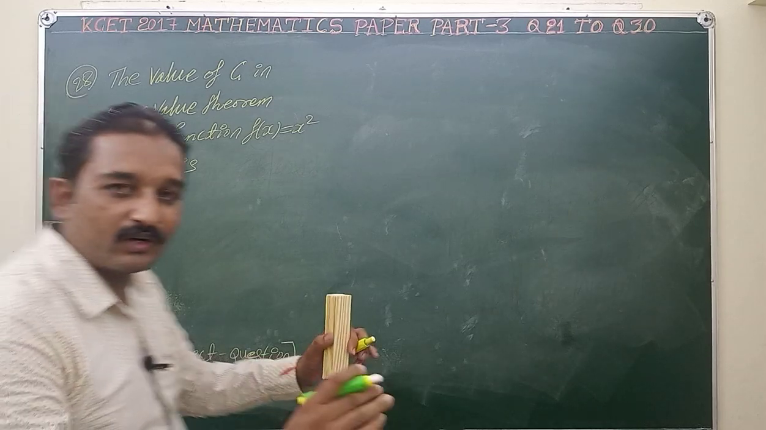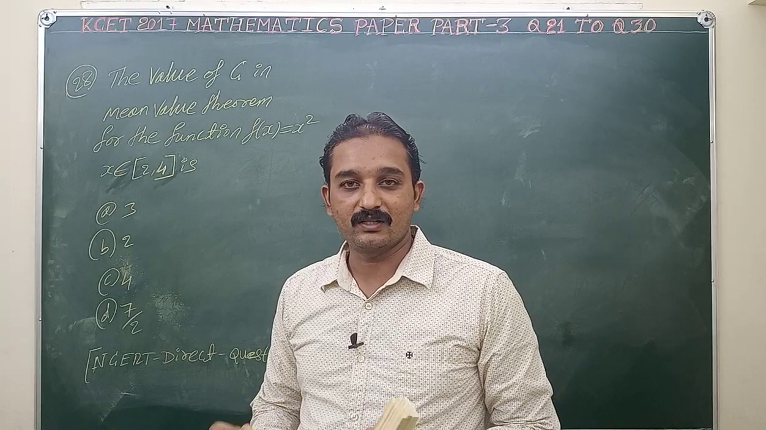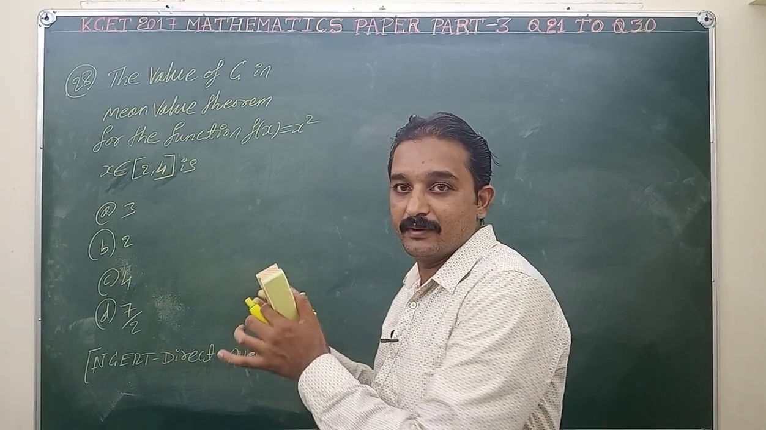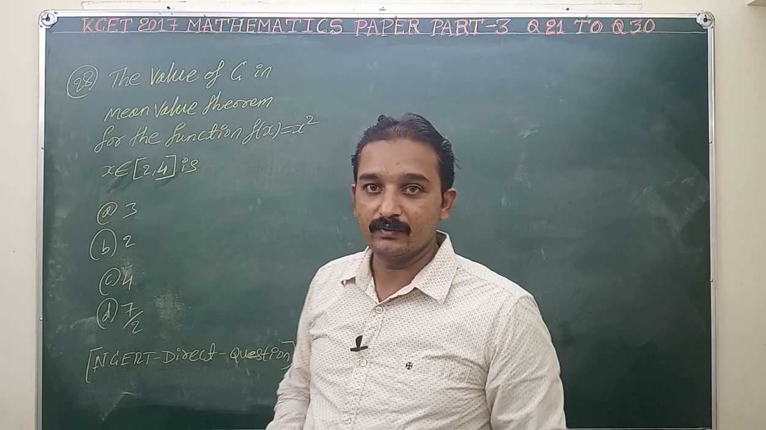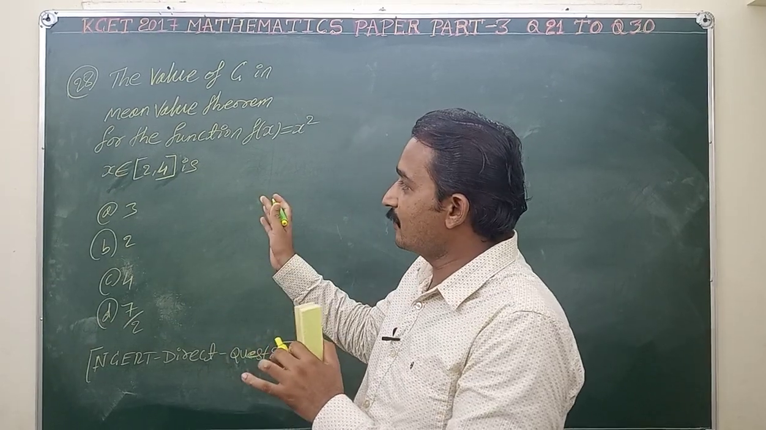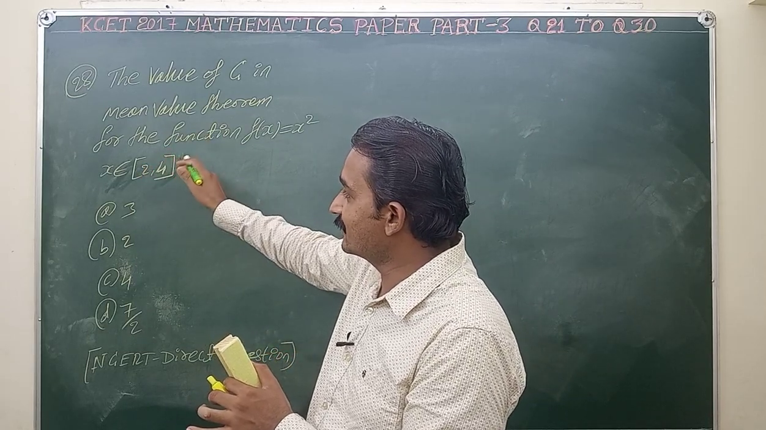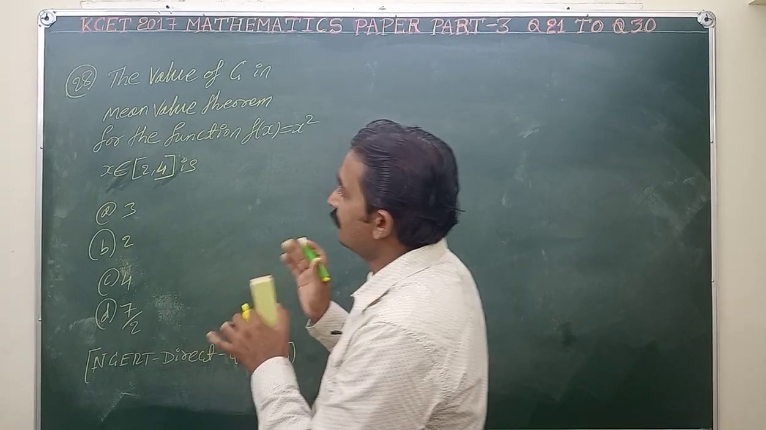So now let us move on to the next question, question number 28. Once again this question is based on the chapter continuity and differentiation, particularly on the topic of Rolle's and mean value theorem. Usually they ask this type of question on this topic in theory examination. It carries 3 marks, compulsory question. Here 1 mark it carries. So now let us see the question.